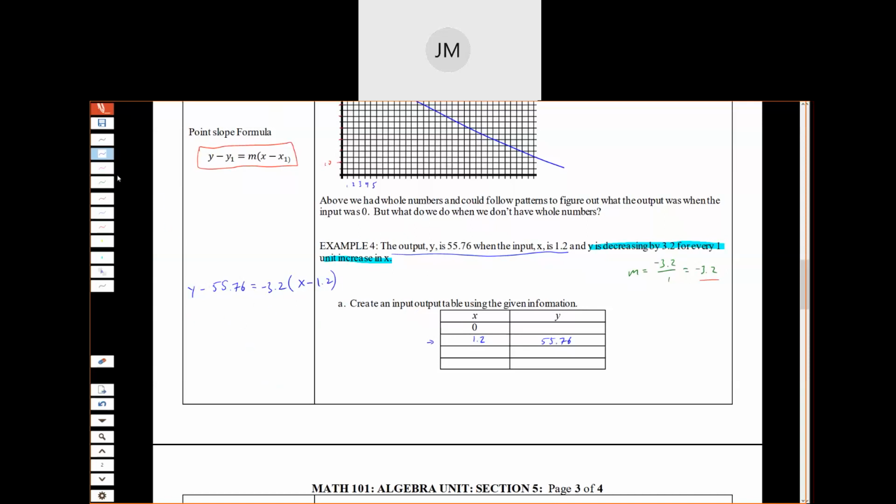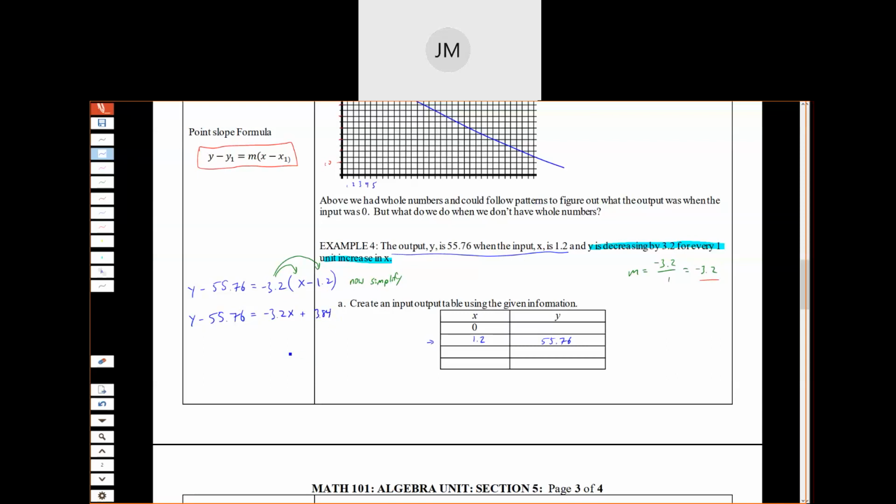Now I can do a little bit of algebra to simplify. I'm going to take this negative 3.2 and distribute it. So y minus 55.76 equals negative 3.2 times x, which is negative 3.2x, and negative 3.2 times negative 1.2 is a positive, since negative times negative is positive, and it comes out to 3.84.